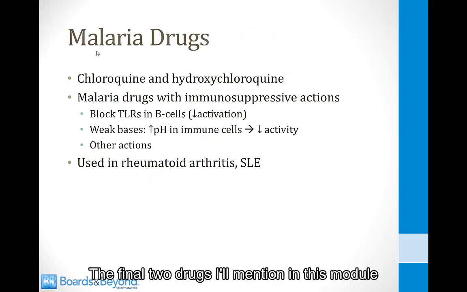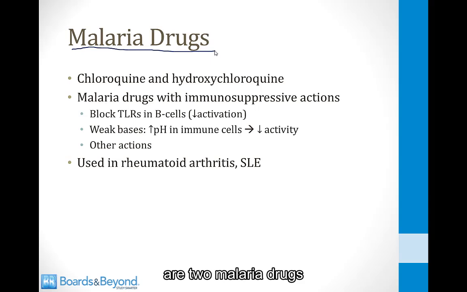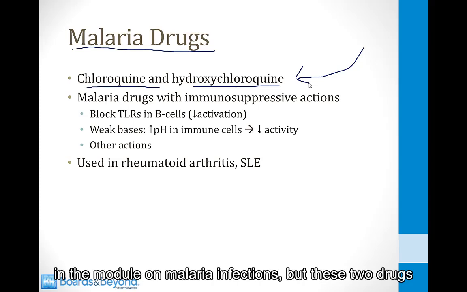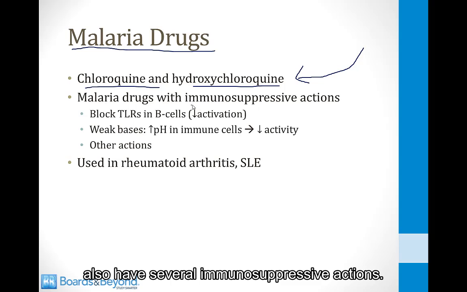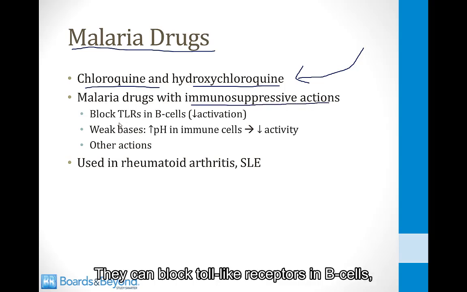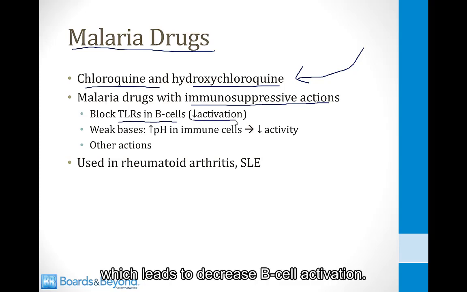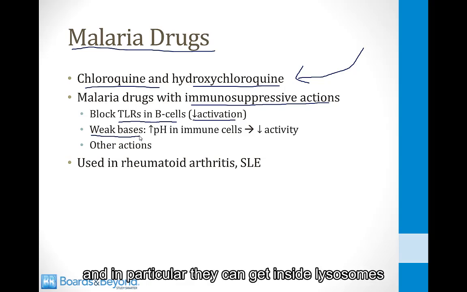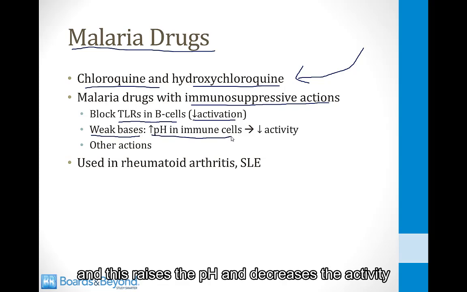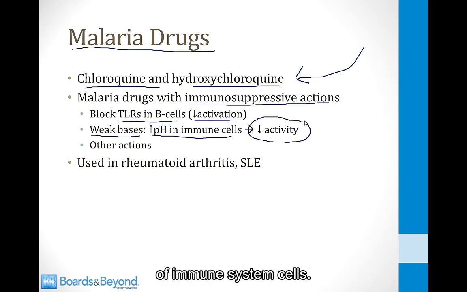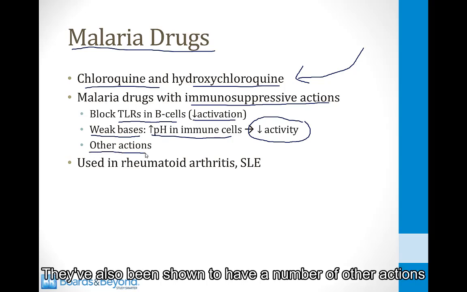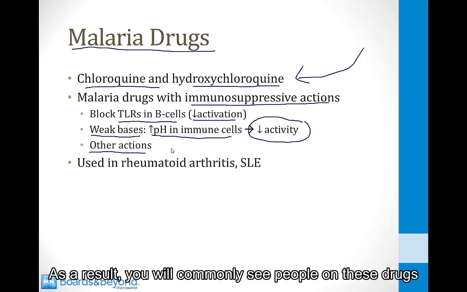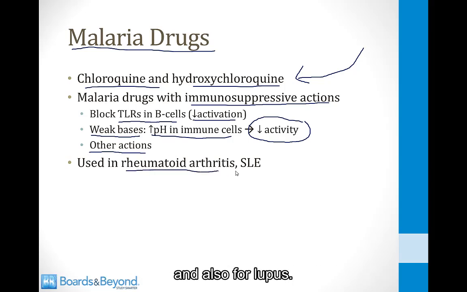The final two drugs I'll mention in this module are two malaria drugs called chloroquine and hydroxychloroquine. I talk about both of these drugs in the module on malaria infections, but these two drugs also have several immunosuppressive actions. They can block toll-like receptors in B cells, which leads to decreased B cell activation. In addition, they are weak bases, so they get inside cells, and in particular, they can get inside lysosomes, and this raises the pH and decreases the activity of immune system cells. They've also been shown to have a number of other actions which are effective in suppressing the immune system. As a result, you will commonly see people on these drugs for treatment of rheumatoid arthritis and also for lupus.